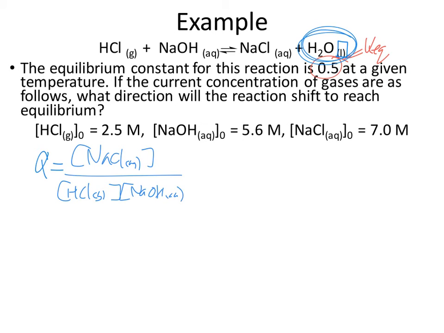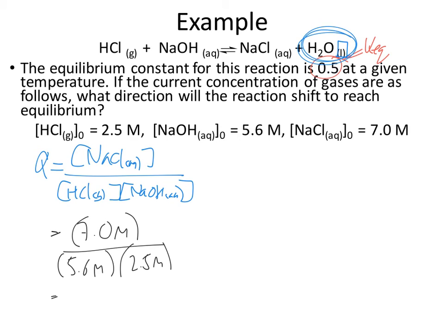NaOH aqueous. Now just to quickly go over, make sure that these are all balanced. 2 Cl, Na. Good, so everything's balanced. That means that the coefficients in our balanced equation are all 1, and the exponents are also all 1. So let's plug in our values here. Our values are all in moles per liter, so we can just do a direct plug in. We get 7.0 molar to the power of 1, over 5.6 molar for NaOH multiplied by 2.5 molar for HCl. If we work this through, we get 0.5. So our Q is 0.5 and our KEQ is 0.5.